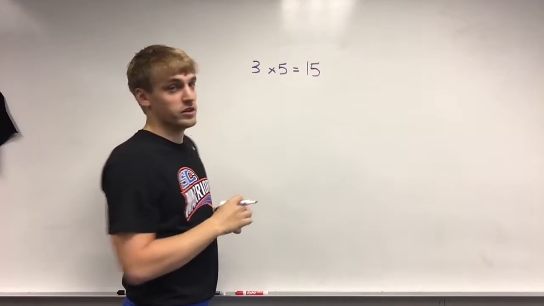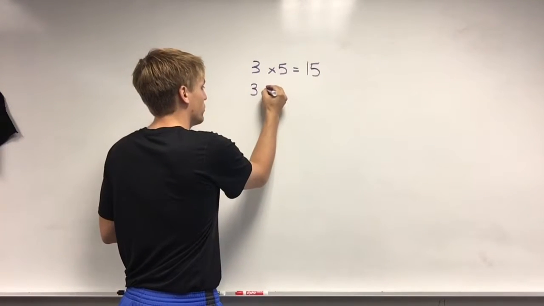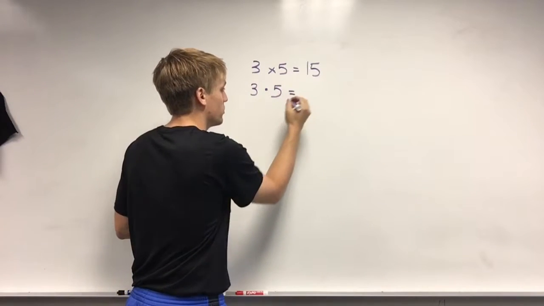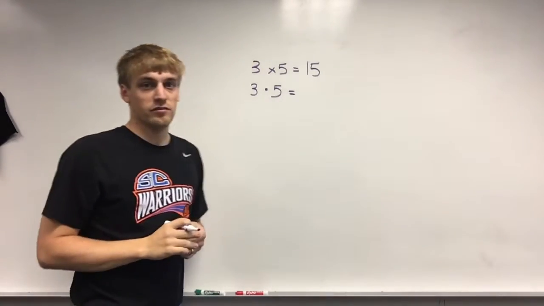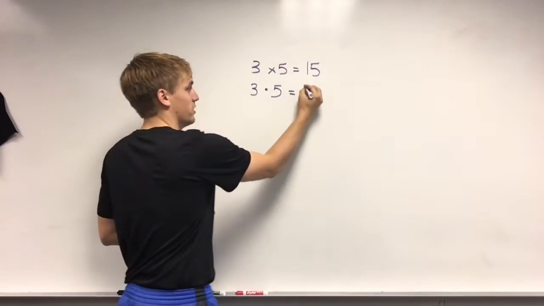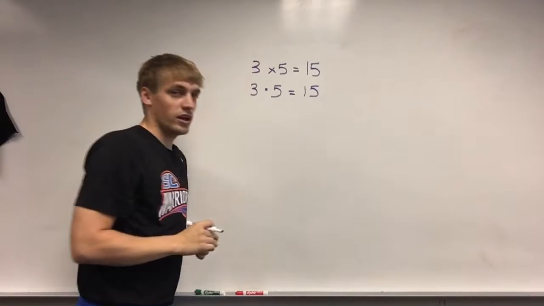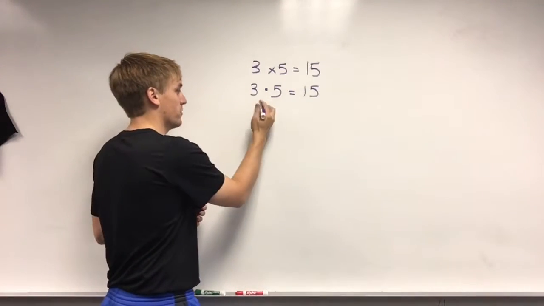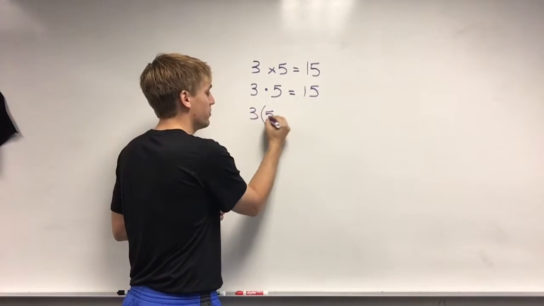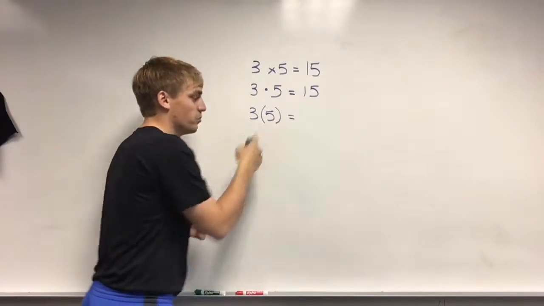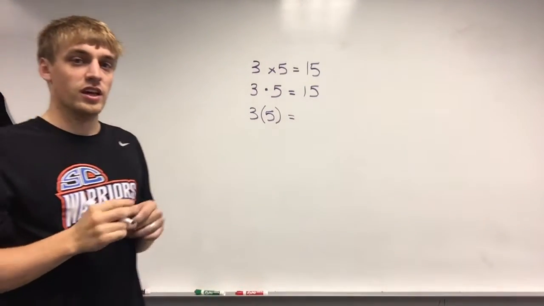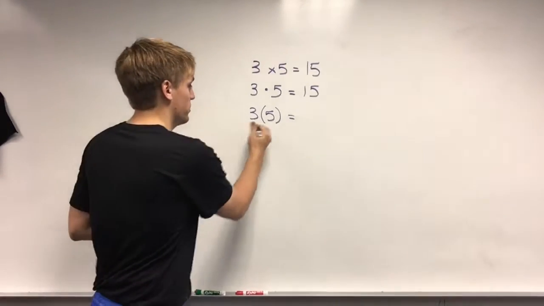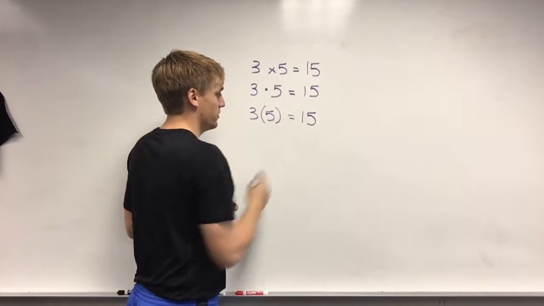Another way that we can write 3 times 5 is with just a little dot in the middle. Okay, this also means 3 times 5 equals 15. Another way to write 3 times 5 would be to put the 5 in parentheses. When a number is right next to parentheses, it also means multiplication. So 3 times 5 is 15.